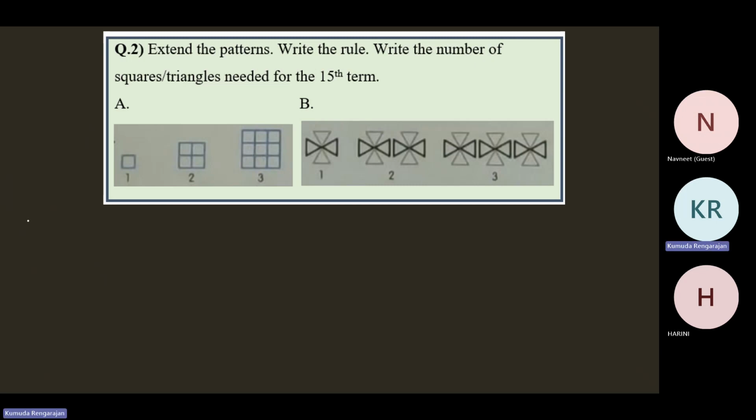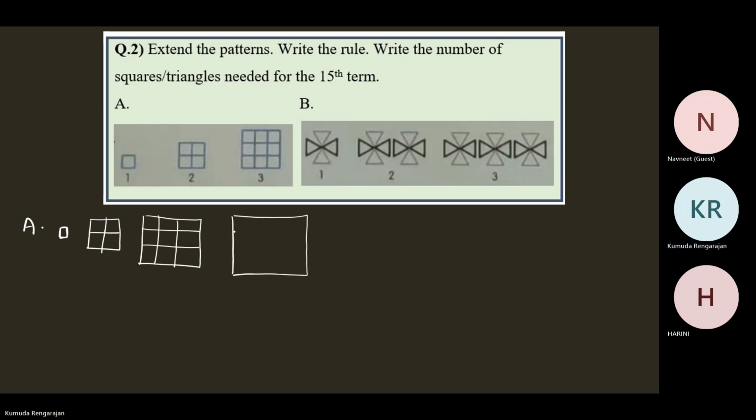First, let's extend the pattern in A. Okay, so 1 square. 1 into 1 is 1. 2 into 2 is 4, so 4 squares. 3 into 3 is 9, so 3 rows and 3 columns. Then 4 into 4 is 16. 1, 2, 3, 4 rows and 4 columns. 16 squares should be there.